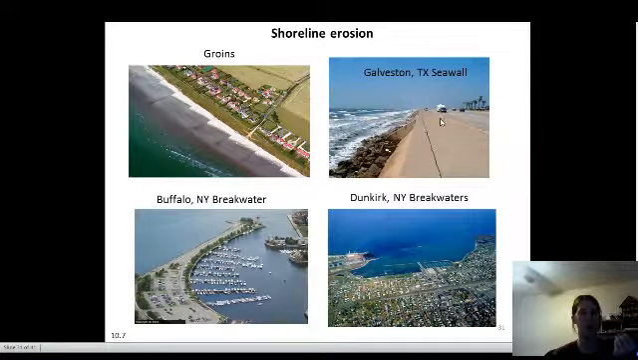So they just built a concrete wall to make sure that there is no erosion occurring and reducing the shoreline. Here's a breakwater that was built outside Buffalo, New York. Okay, so the waves off of Lake Erie would not impact these boats. And here's some breakwaters that are actually built outside of Dunkirk.